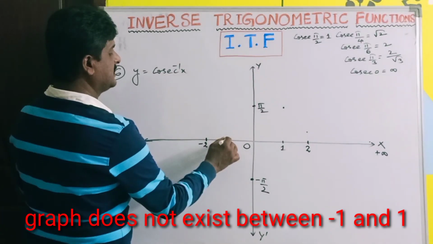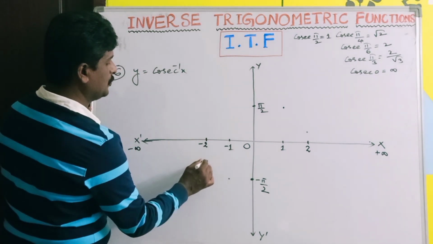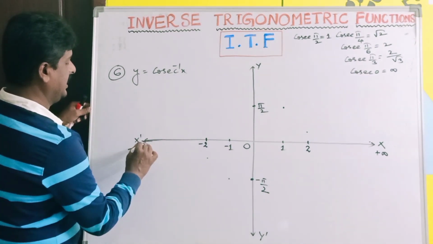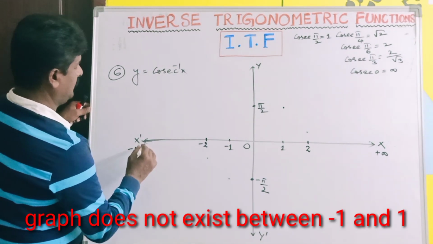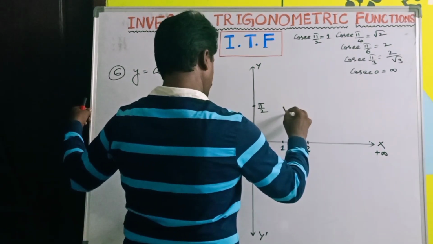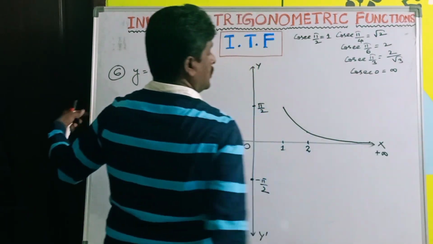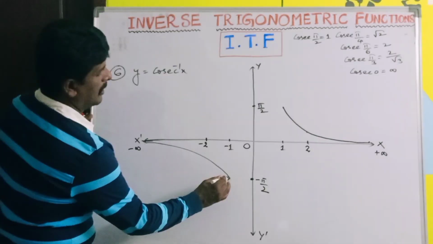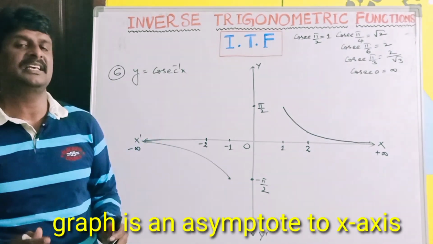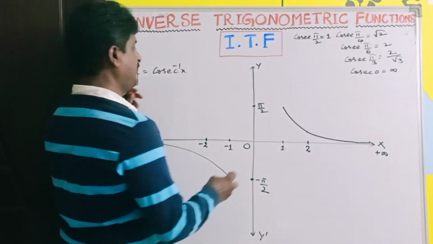Next, cosecant inverse minus 1 is minus pi by 2. Cosecant inverse minus 2 will be minus 30 degrees. Cosecant inverse minus infinity will be 0. So this is the graph of cosecant inverse x. The graph neither touches nor intersects the x-axis, it is just an asymptote of the x-axis.